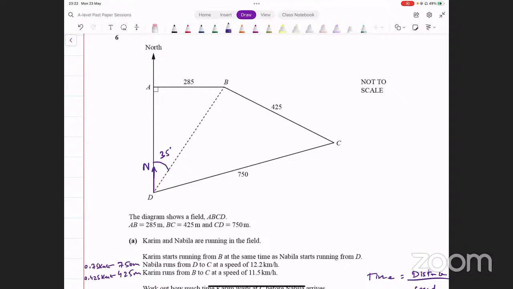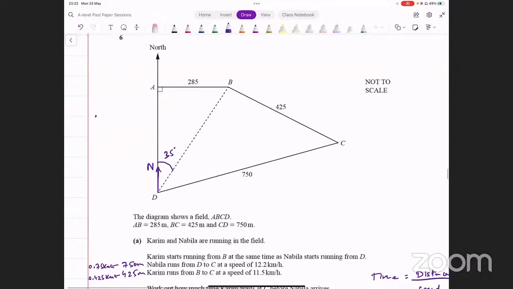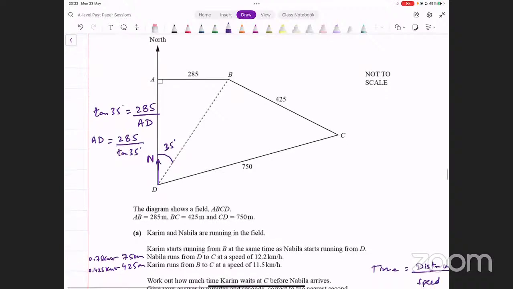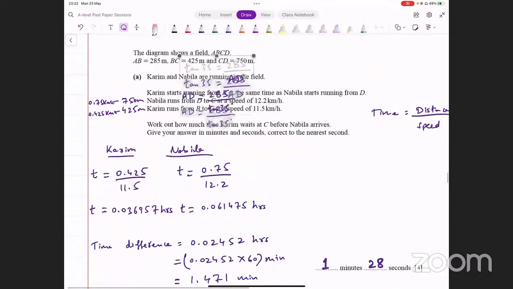So इस angle के हिसाब से this is your base and this is your perpendicular. तो आपके पास base और perpendicular है. Base और perpendicular में कौन सी ratio होती है? It's tan. So you can say tan of 35 is equal to perpendicular, 285, divided by the base. Base is AD. यहाँ से आपके पास AD आ जाएगा. AD is going to be 285 over tan of 35. You can evaluate this from a calculator, and that's going to give you the result.